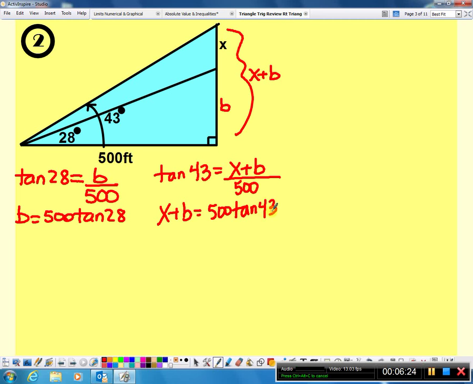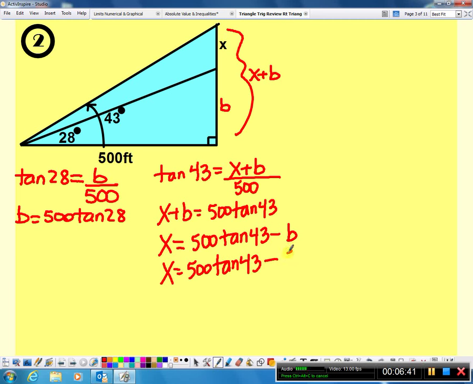So x is what I want ultimately, 500 tan 43 minus b. Well, you know b. So let's insert it. x equals 500 tan 43 minus 500 tan 28. And you are ready to use your calculator to finish this problem in decimal form.